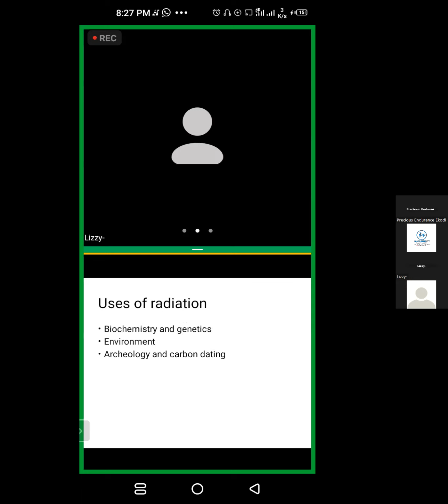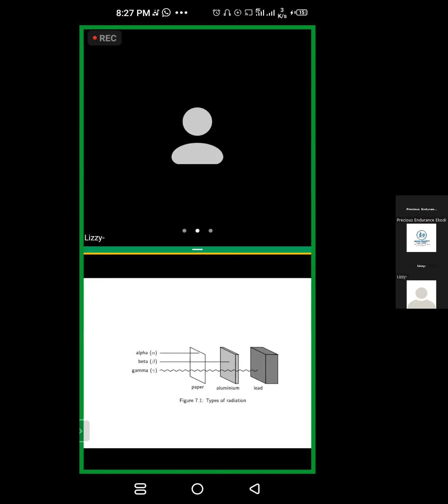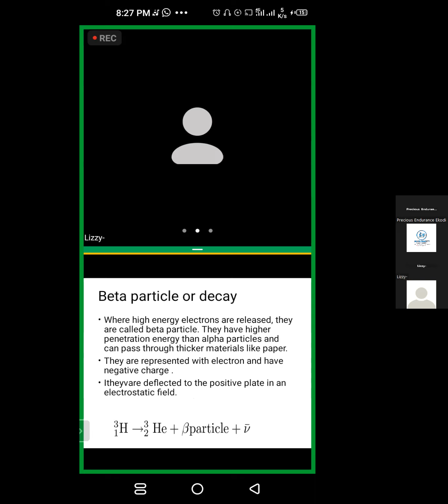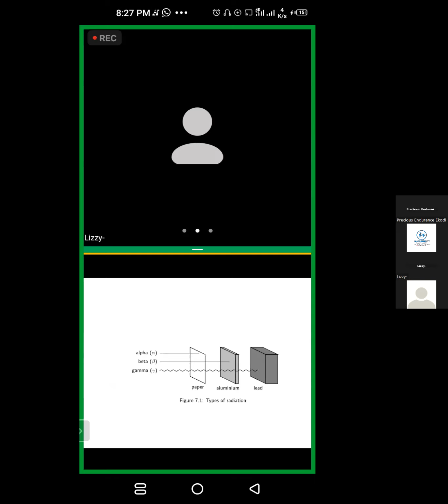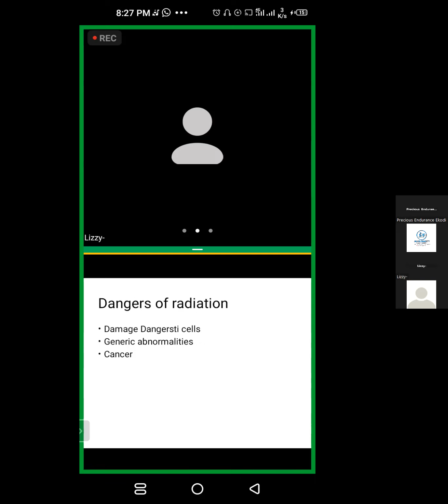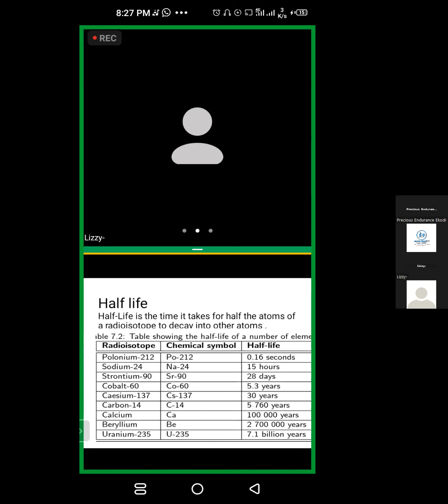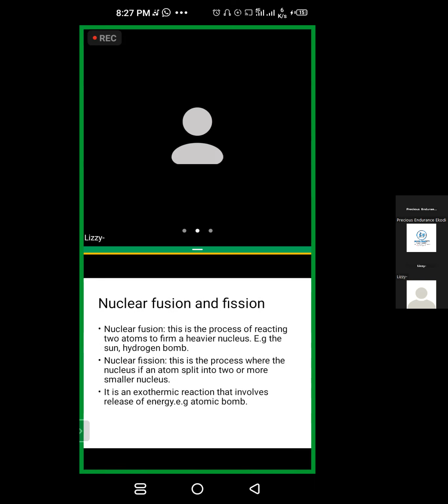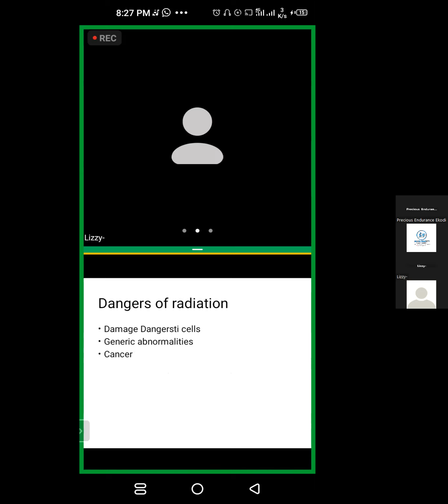So I said we'll come back to some of the examples of alpha, beta, and gamma. So I want to give some examples. So let's take uranium now.